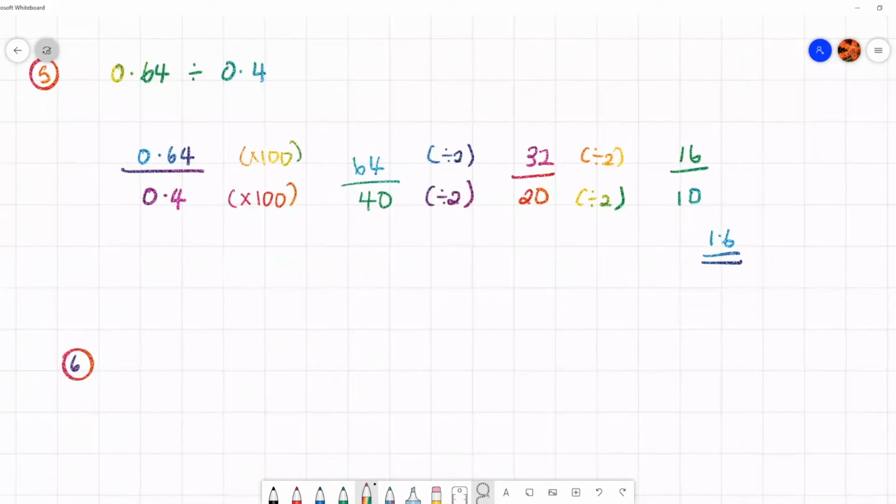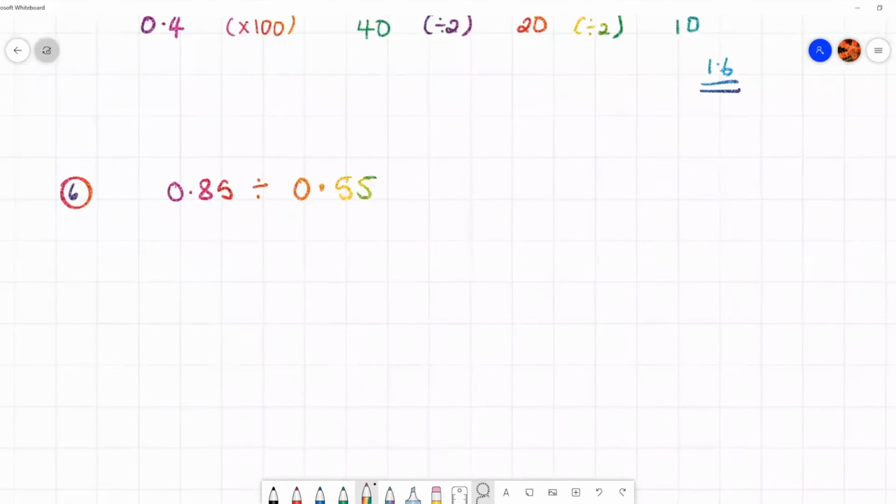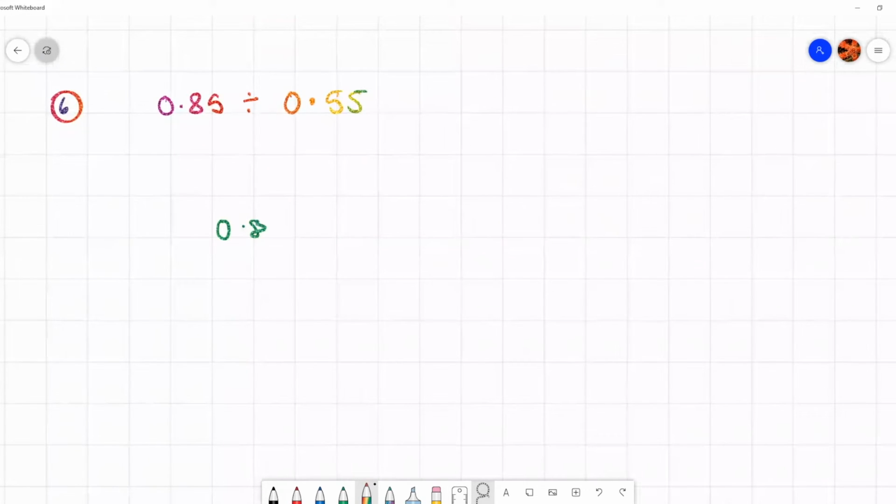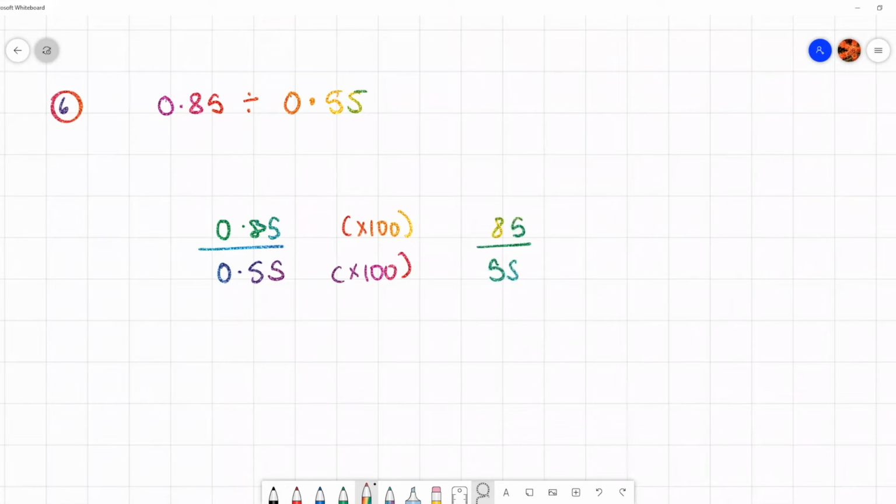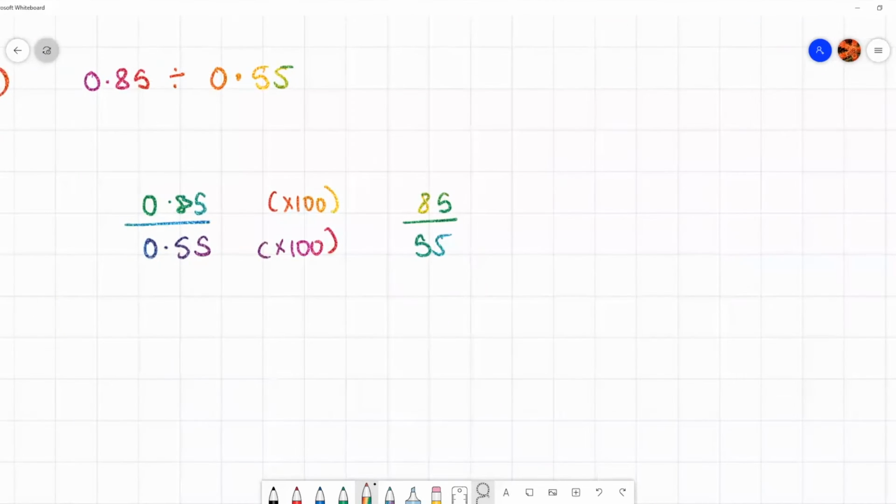Let's do 0.85 divided by 0.55. Okay. So again, 0.85 divided by 0.55. They have both got two decimal places. So I'm going to times them by 100 top and bottom. So get rid of the decimal. The top becomes 85, the bottom becomes 55. Now, 85 divided by 55 is a little bit tricky, so I would need to simplify the fraction.